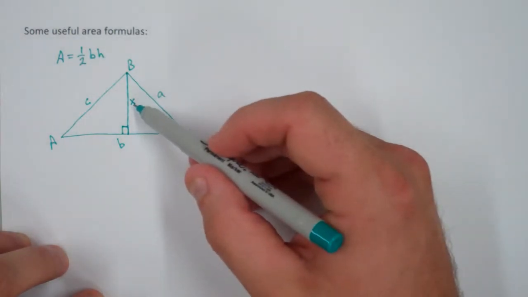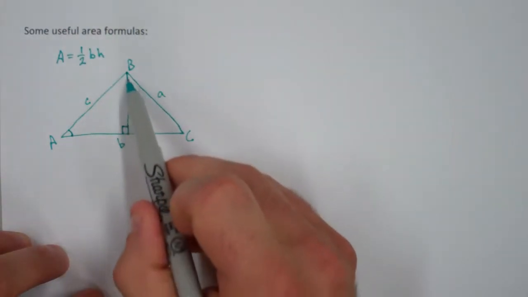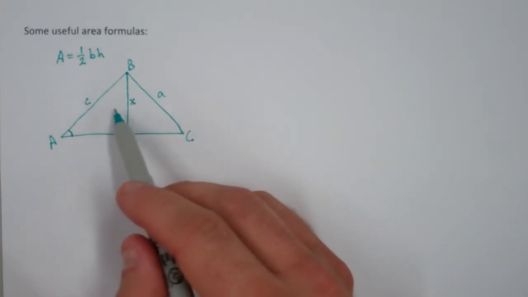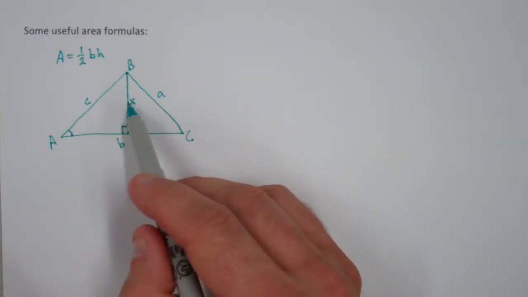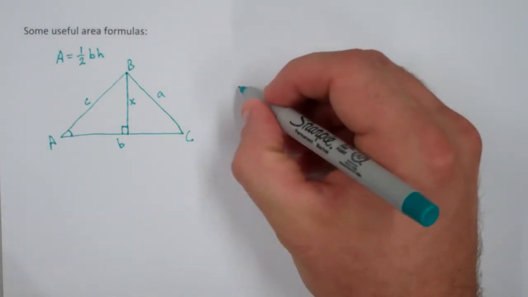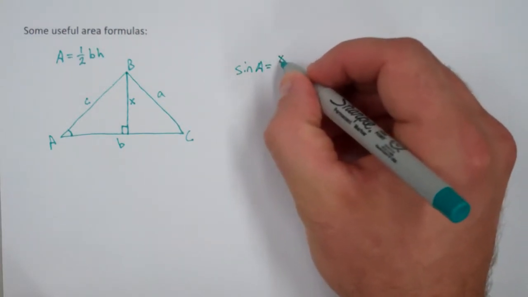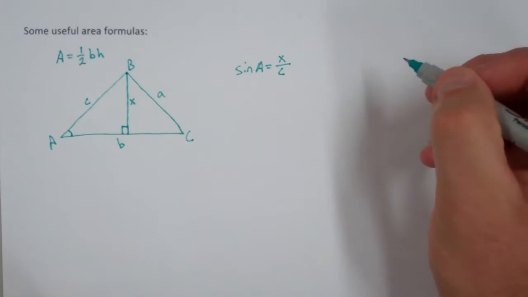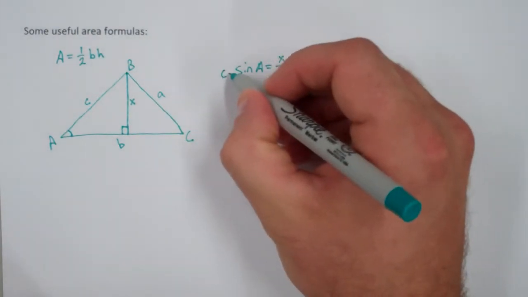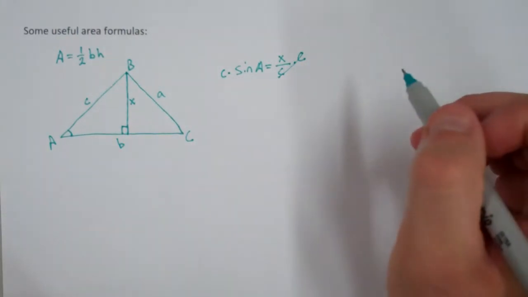If we want to know what x is, let's say that we know this angle A, and we're just looking at this right triangle. What we can do then is we can look at the opposite side from A and the hypotenuse, and that's the sine. So the sine of angle A is equal to opposite over hypotenuse. If we wanted to solve for x, we would have x being c times sine of A.